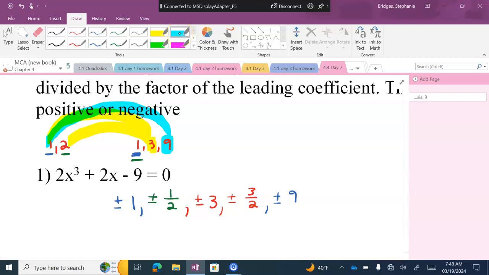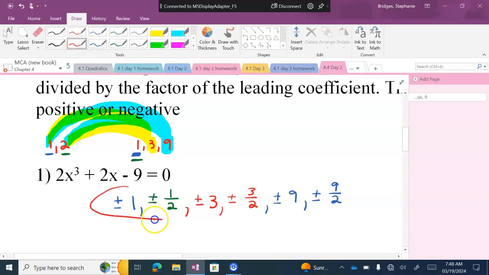And then we're going to do exactly the same thing with the 9 and the 2. Does 2 go into 9 evenly? No, so we leave it as a fraction. Can that reduce? No. Do I have any other factors of that constant term left? No. Do I have any other factors of the leading term that I haven't used? No. There's your answer. That's your list of possible rational solutions.